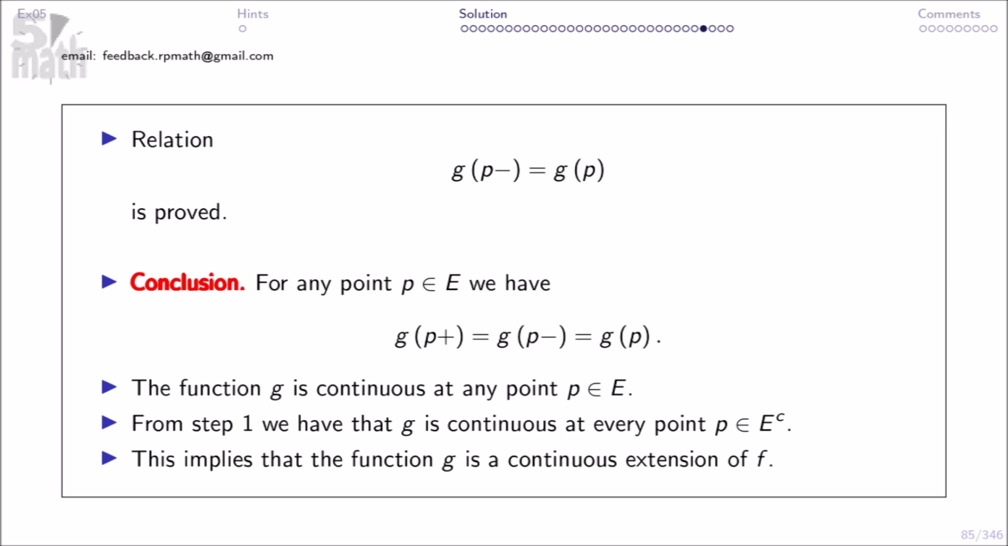Conclusion. For any point P and E, we have this. The function g is continuous at any point P and E. From step 1, we have that g is continuous at every point P and EC. This implies that the function g is a continuous extension of f.